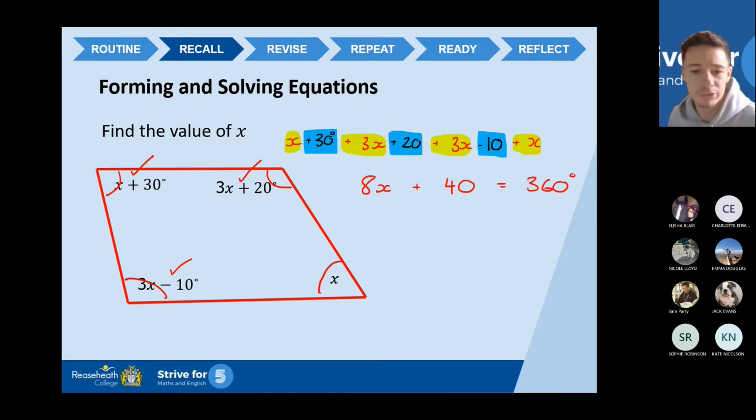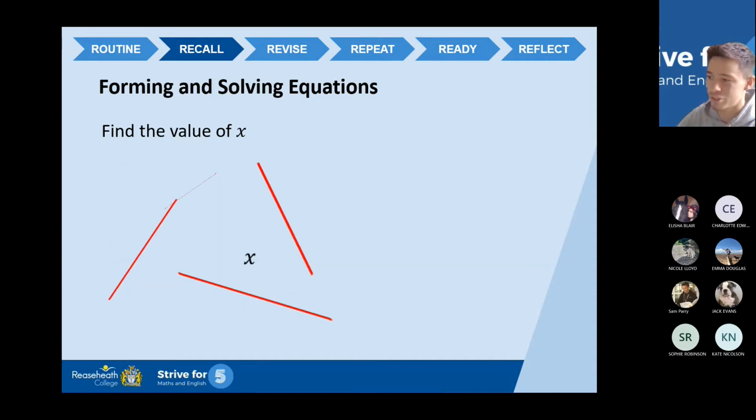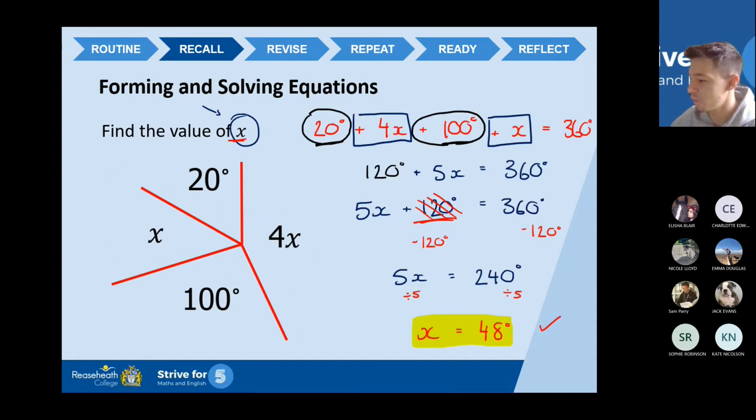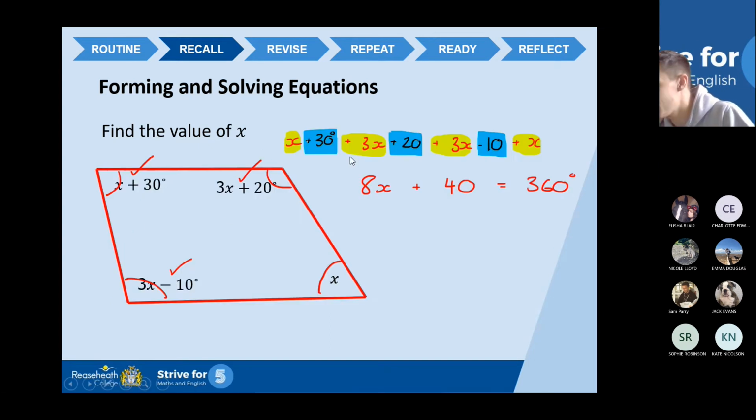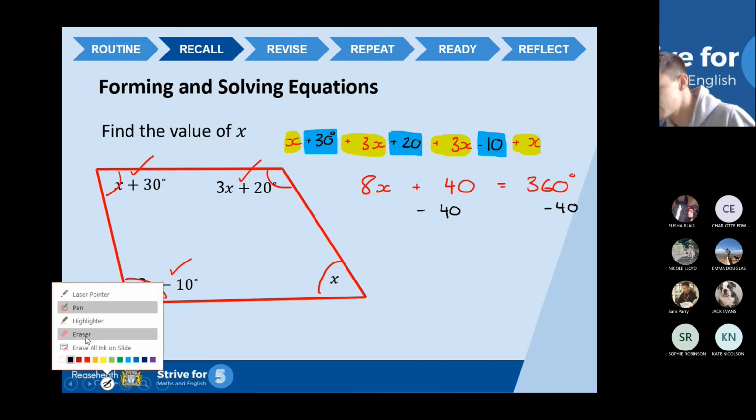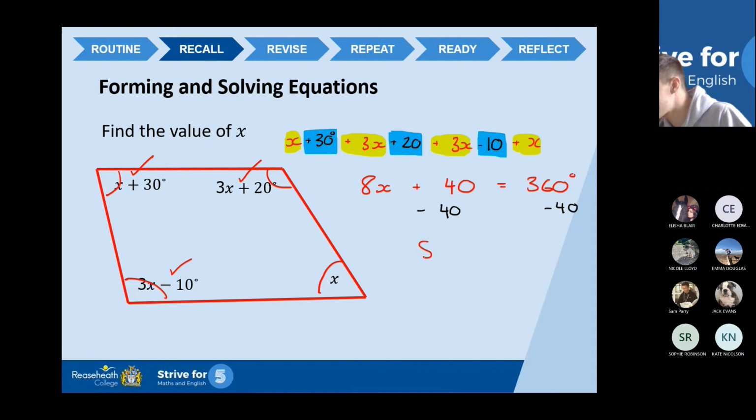What do I do first? What are we saying? What shall I do first now? Thinking back to what we did first in this last question. What do I do first? Lottie, excellent. Well done there. We get rid of the 40. So we've got plus 40. I want to get rid of it. So I subtract it. Minus 40. And whatever we do to one side, we do to the other. Okay? So we are left with 8x equals 360. Take away 40. It's going to leave me 320 degrees.